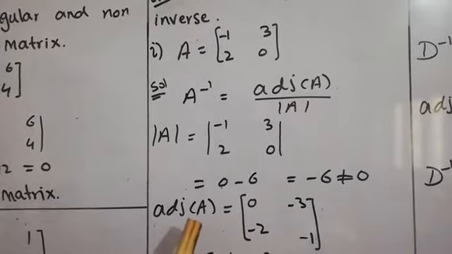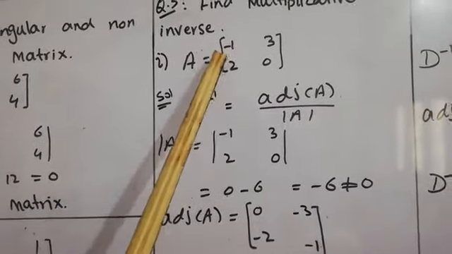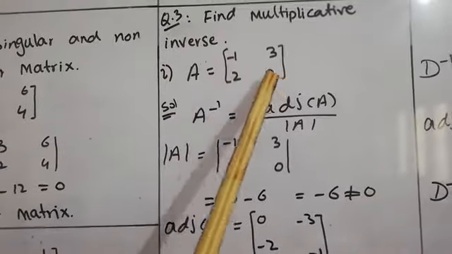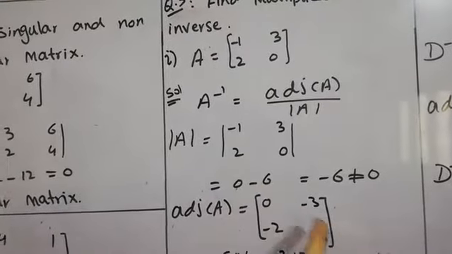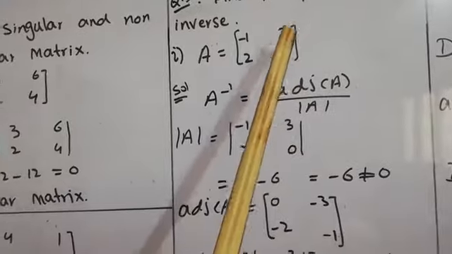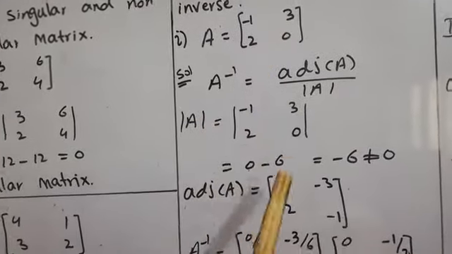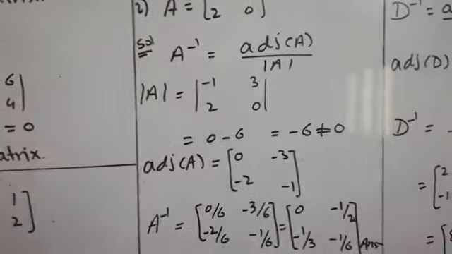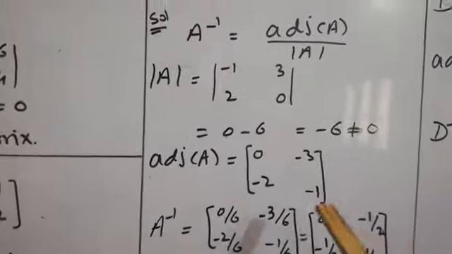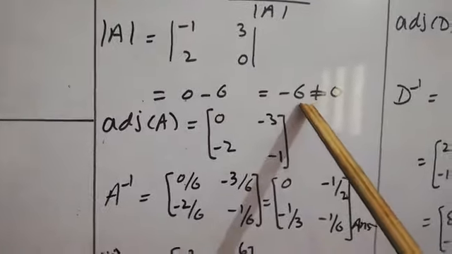Adjoint of A: we will interchange the values of this diagonal, meaning a, d will become d, a. We will interchange the places of values, and then we will change the sign of the other diagonal. 3, 2 becomes minus 3, minus 2, and now we will divide the adjoint of A by the determinant of A. The determinant of A is minus 6.